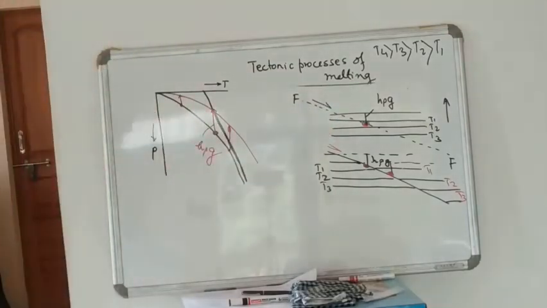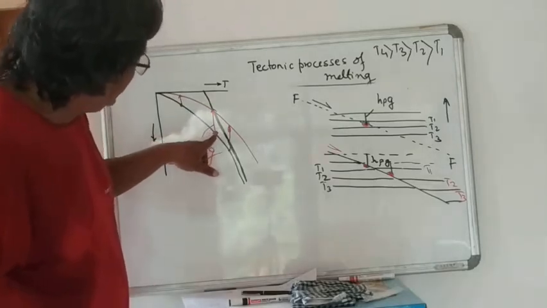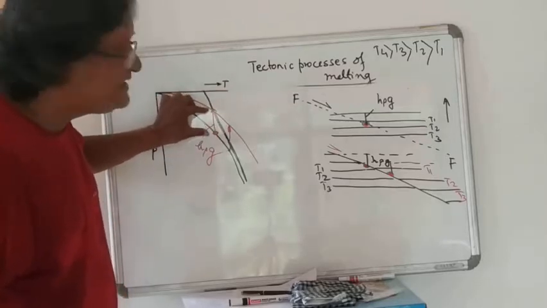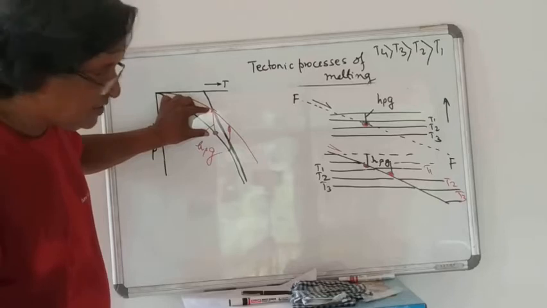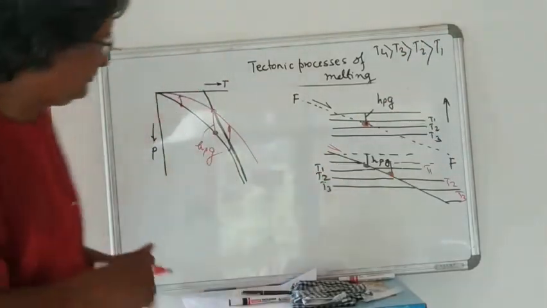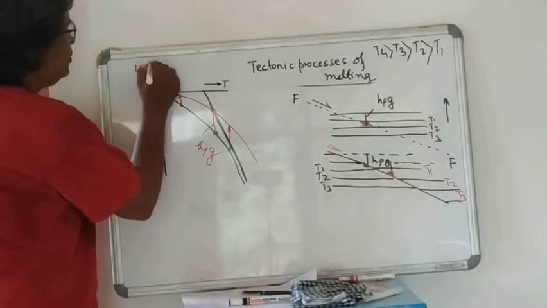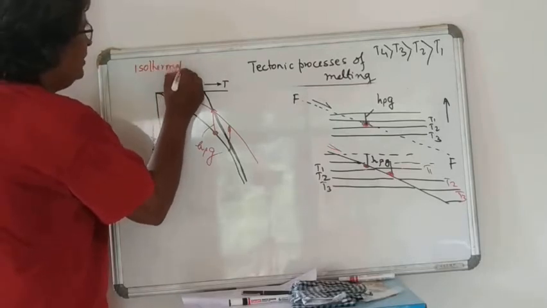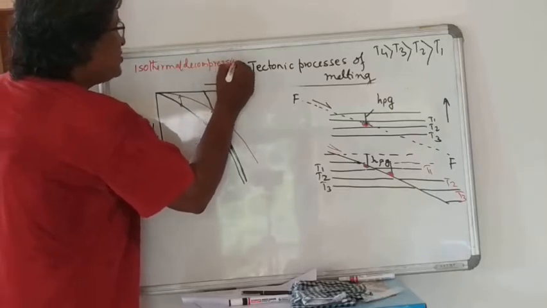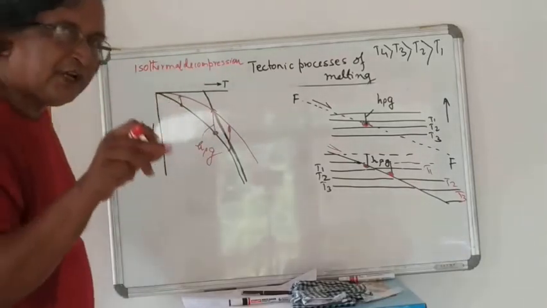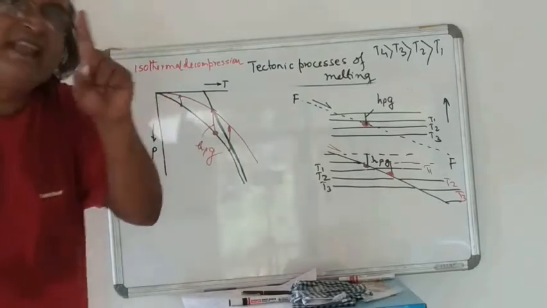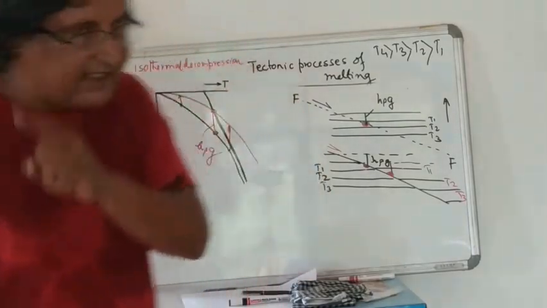So what has happened? The temperature has remained constant, but the pressure has changed, has decreased. This is the loss in pressure. So this is what is called isothermal decompression. That means loss of pressure or loss of overburden at the same temperature. So what has happened here?